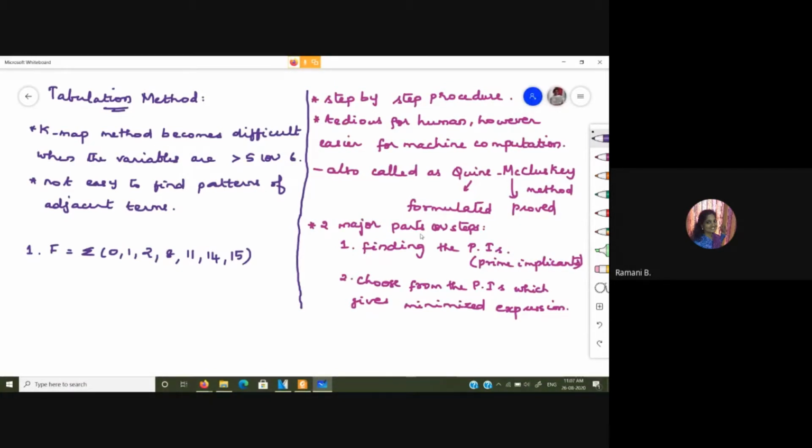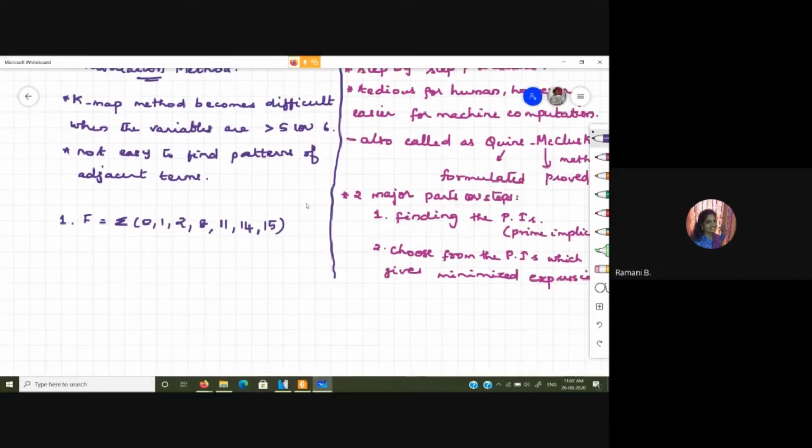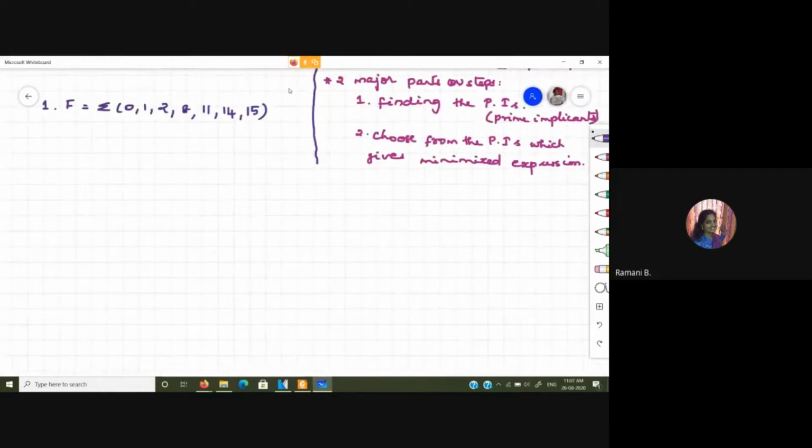With this tabulation method, we have two major parts. The first one is to find the possible prime implicants, and the second one is to choose, from the prime implicants, the terms which will give you the minimized expression. That is the main thing. So let us see the method with an example.